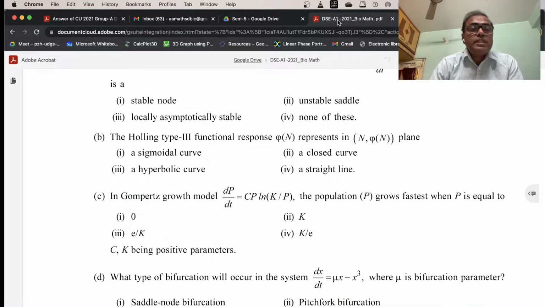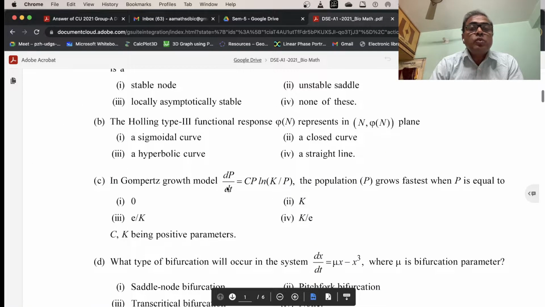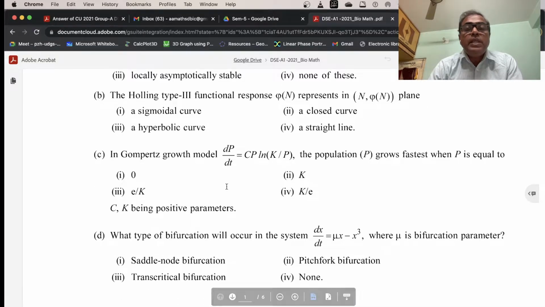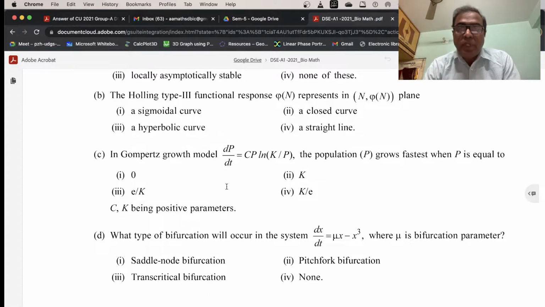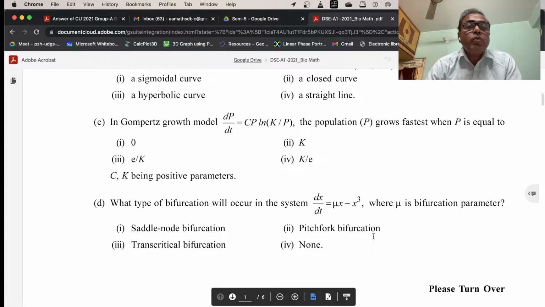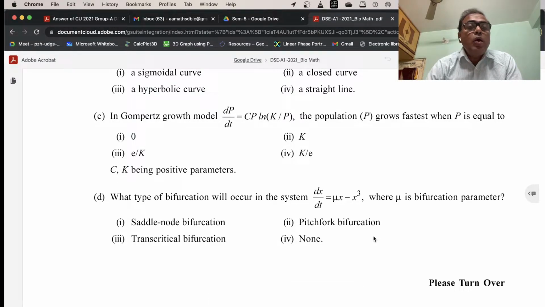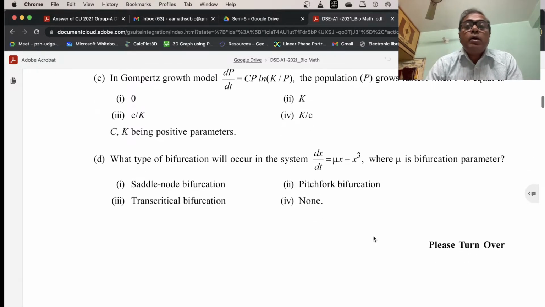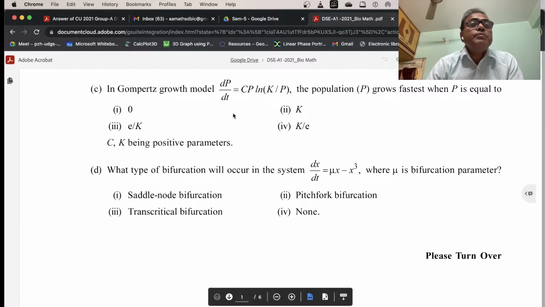Next question, C. In the Gompertz growth model, dP/dt = Cp ln(K/P), the population P grows fastest when P is equal to option 1, 0, option 2, K, option 3, e/K, option 4, K/e, C and K being positive parameters. So here the question is, when does the population P grow fastest. Now the answer is K/e.